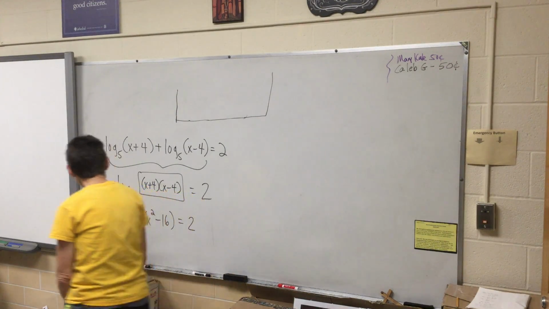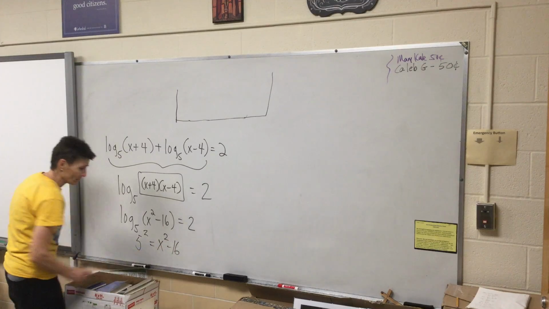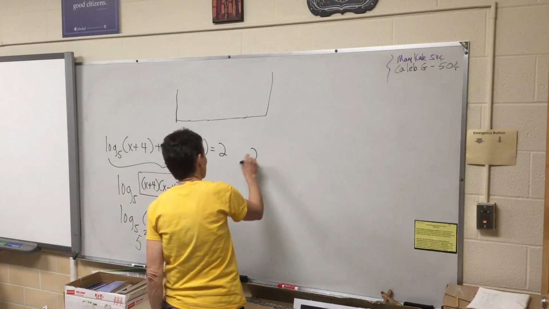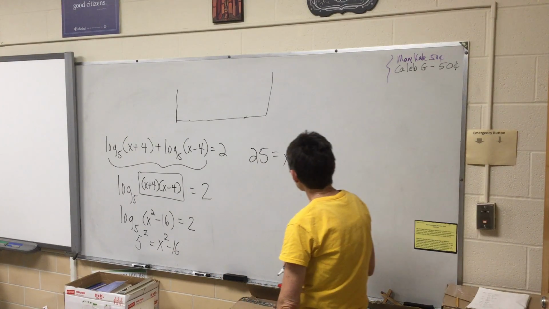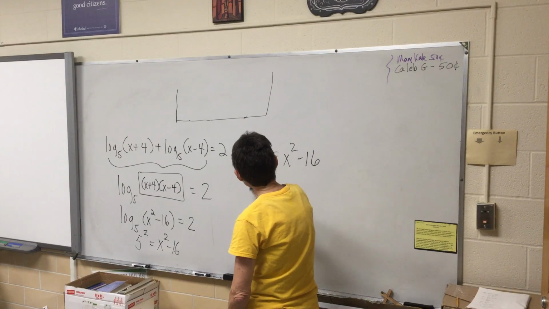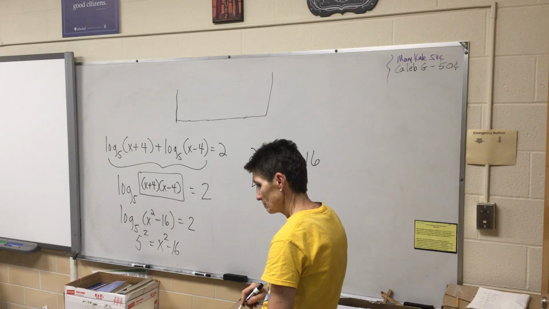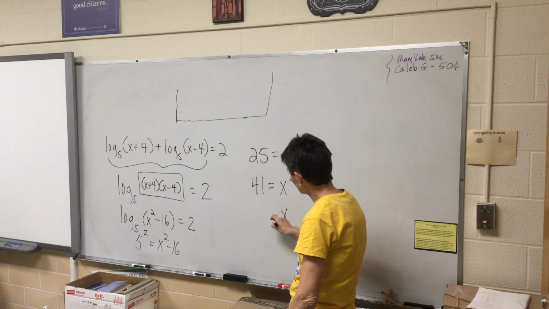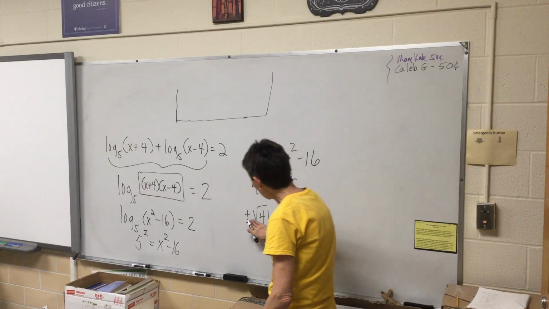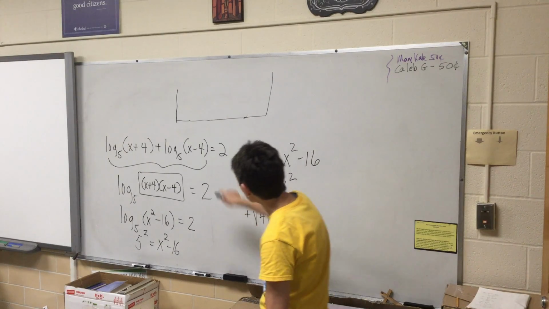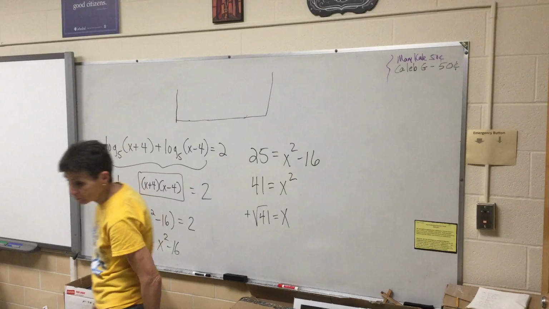Loop-de-loop. Yes, loop-de-loop. So it's going to be 5 to the second equals x squared minus 16. So 25 equals x squared minus 16. Add 16, so 41 equals x squared. And technically, x equals plus or minus root 41, but you can't have the negative. That would be extraneous right here. So the answer is just the square root of 41.